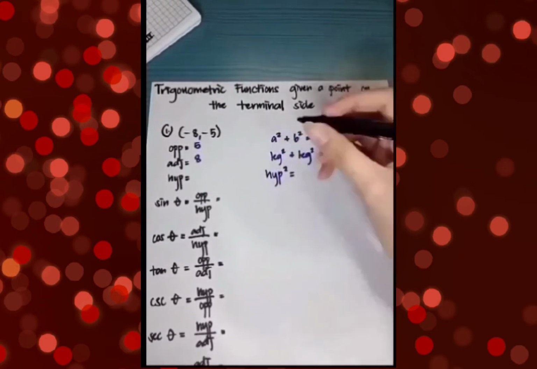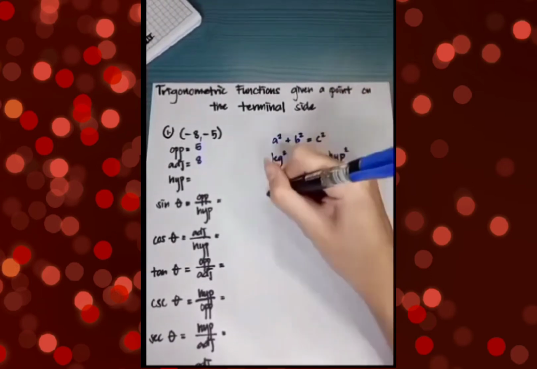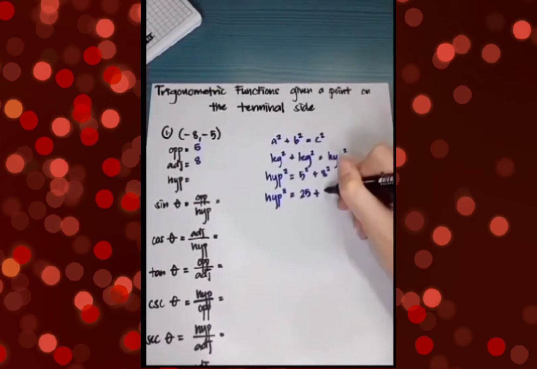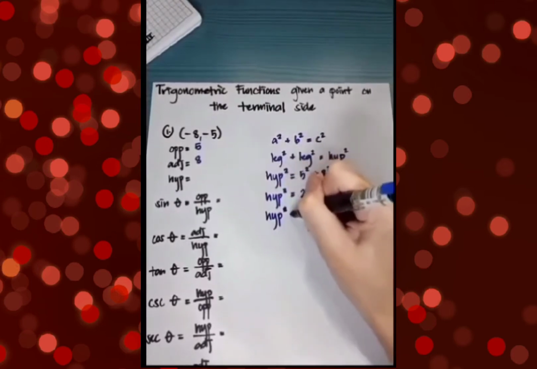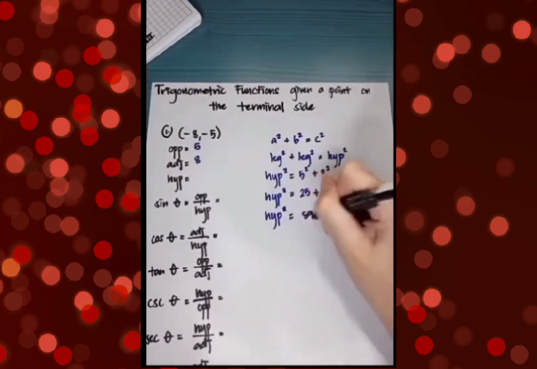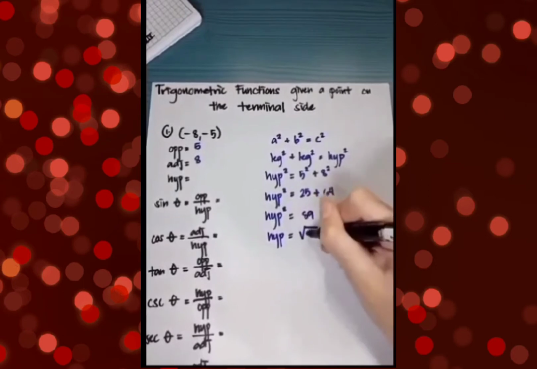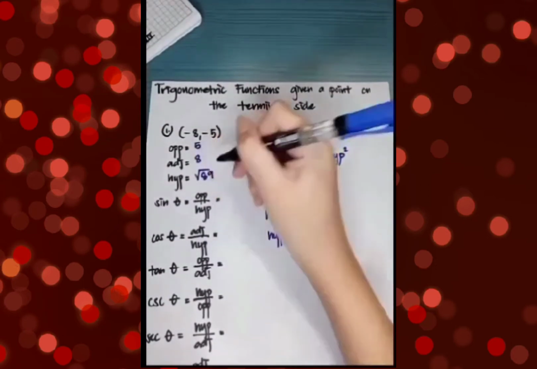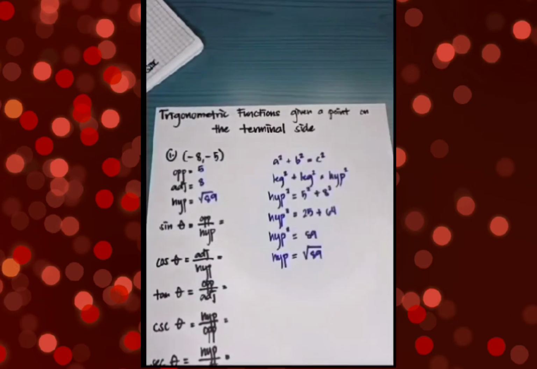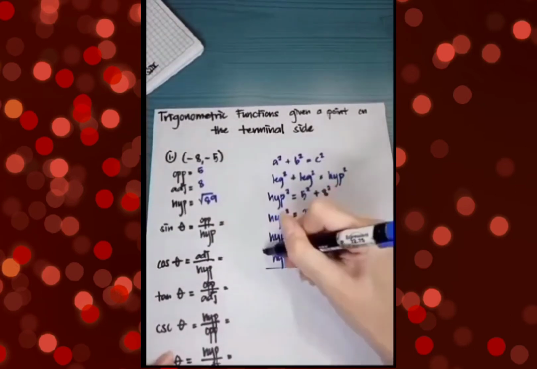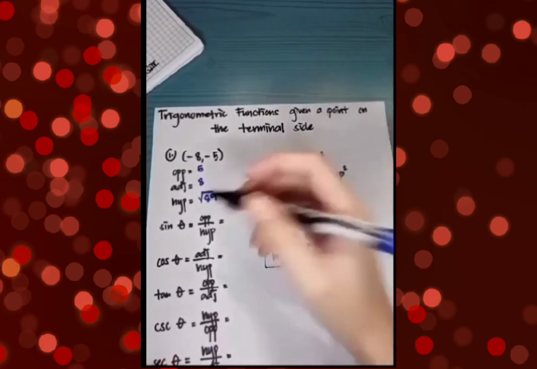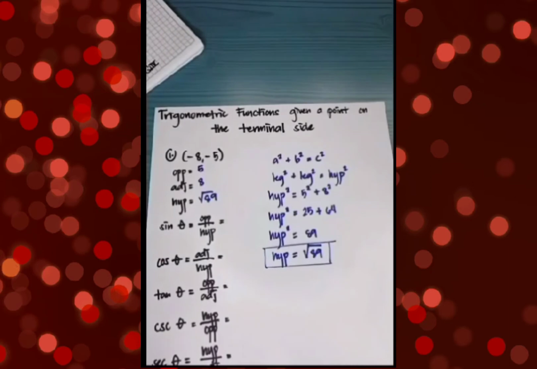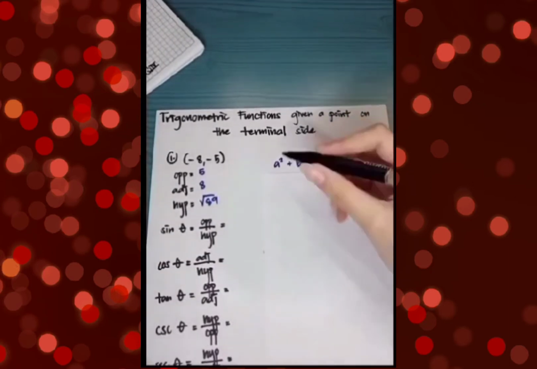Hypotenuse squared is equal to 5 squared plus 8 squared, and that is equal to 25 plus 64, which equals 89. And since the hypotenuse is squared, the final answer is the square root of 89, since it cannot be simplified further. And now that we have found all the measurements of our right triangle sides, we shall move on to finding the 6 trigonometric functions, starting with our sine theta, which is equal to opposite over hypotenuse.